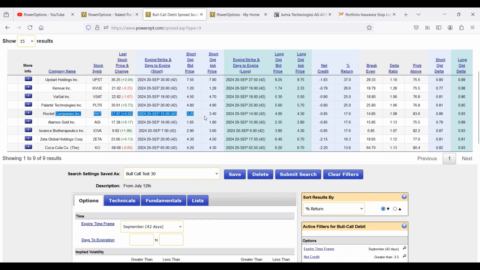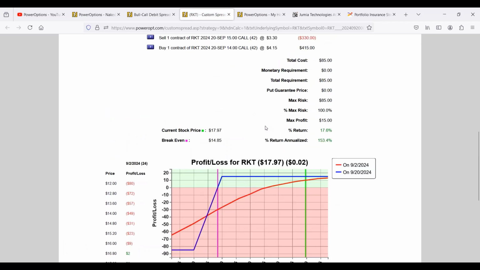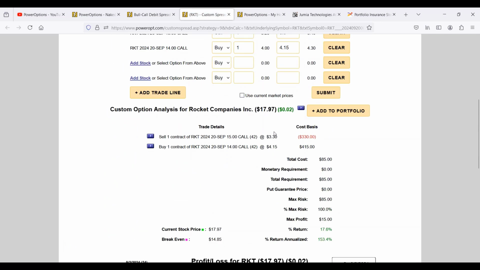Rocket Companies at $17.97. In the money bull call debit spread, I might sell the 15 strike call for $3.30 midpoint and buy the 14 strike for around $4.15 midpoint. A debit of 85 cents to make $1 back potentially, or 15 cents maximum profit, 17.6% return with an 84% probability above. This is relatively deep in the money, but this is the in the money bull call debit spread.